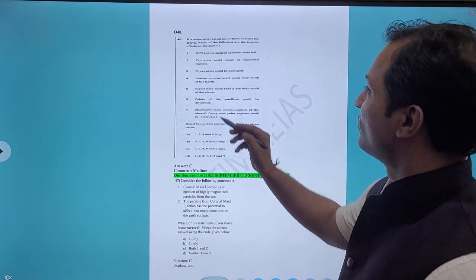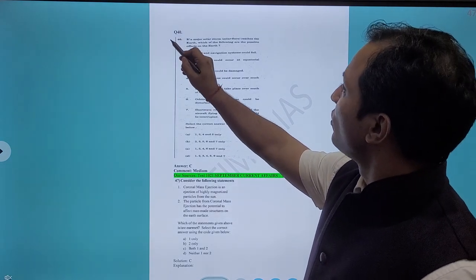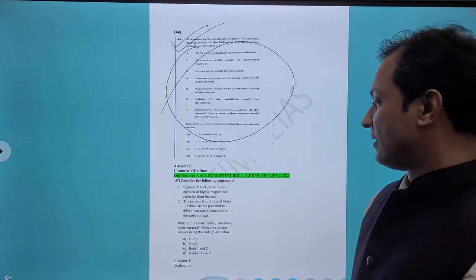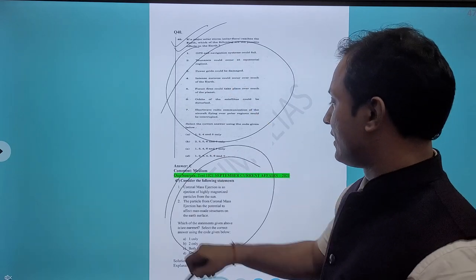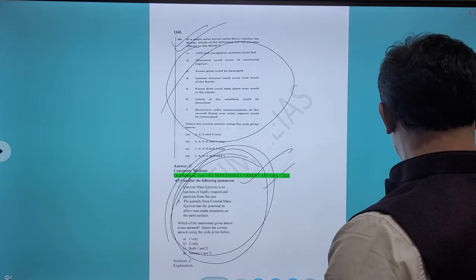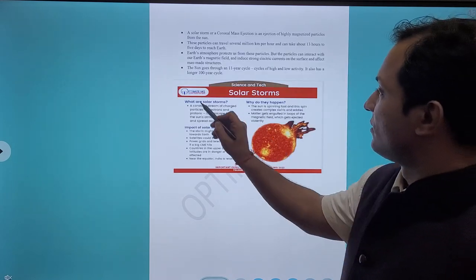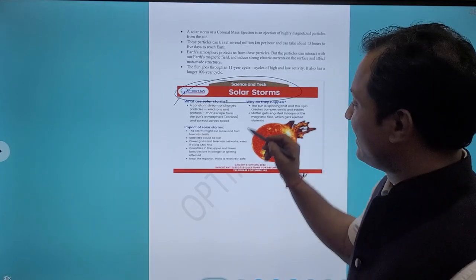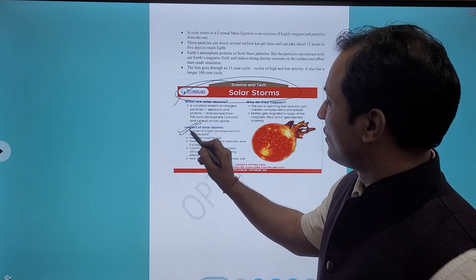Guys, let us see the next question. Solar flare, what is the impact of solar flare? Guys, again direct, September current affairs, solar flare. Okay, guys, you just see this, you will be amazed. I put the solar storms, exactly the same card. You see, impact of solar storms.